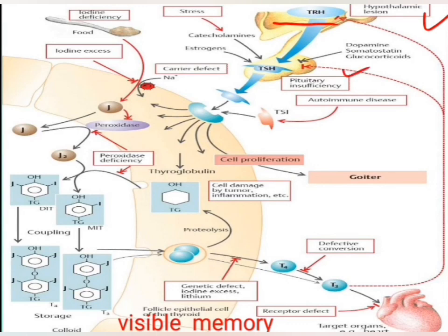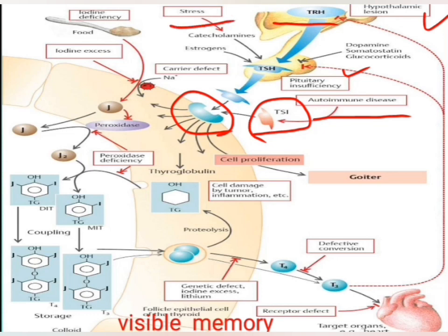Coming towards the follicle, in the follicle, the thyroid stimulating hormone receptor can be overstimulated by TSI, thyroid stimulating antibodies, in case of autoimmune disease. And there may be stress causing abnormal release of the TSH. There may be carrier defects in the iodide, sodium symporter. There may be iodine deficiency or iodine excess.